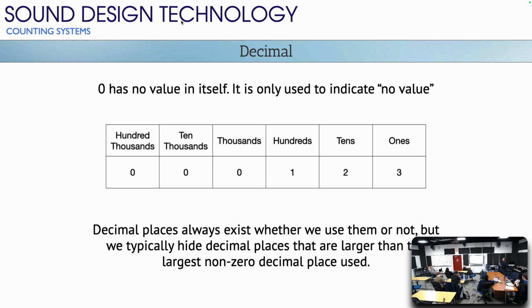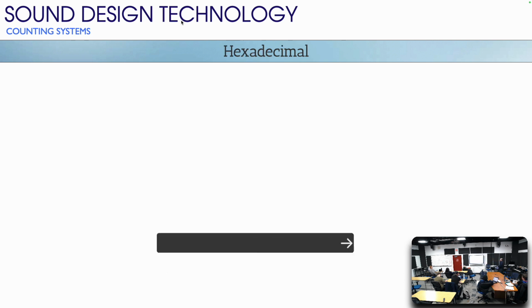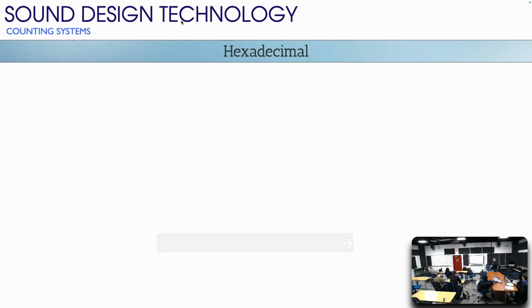All right? But this is a very important concept that you need to understand, that these empty values exist, whether you see them or not. They are there. Okay? But usually when human beings look at numbers, we choose to hide those. But computers don't hide them. Okay? They can't hide them. All right? So now let's learn a different numbering system.